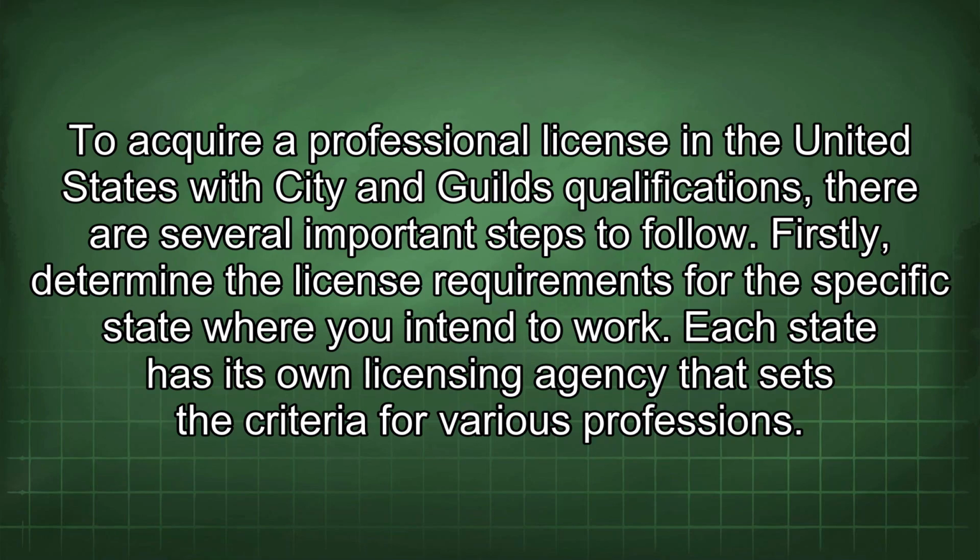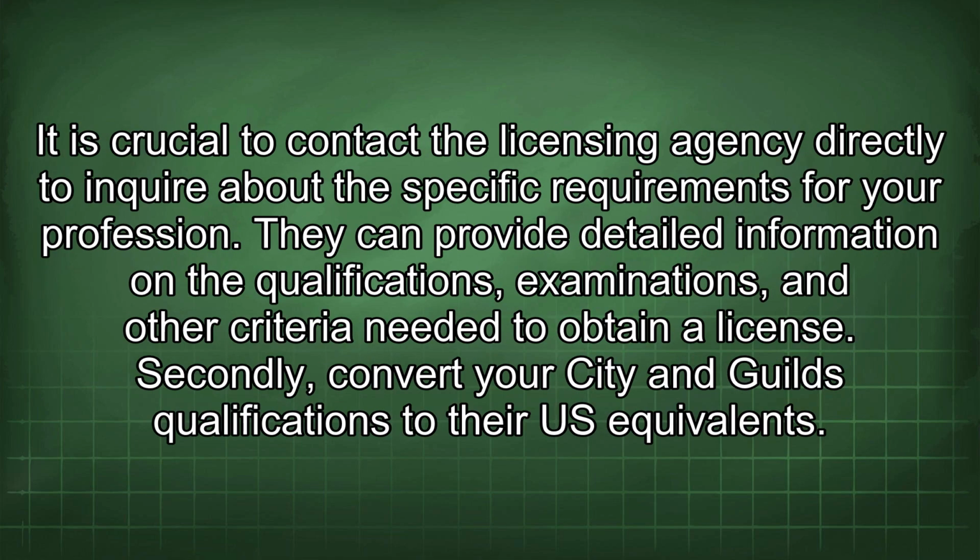To acquire a professional license in the United States with City and Guilds qualifications, there are several important steps to follow. Firstly, determine the license requirements for the specific state where you intend to work. Each state has its own licensing agency that sets the criteria for various professions. It is crucial to contact the licensing agency directly to inquire about the specific requirements for your profession. They can provide detailed information on the qualifications, examinations, and other criteria needed to obtain a license.